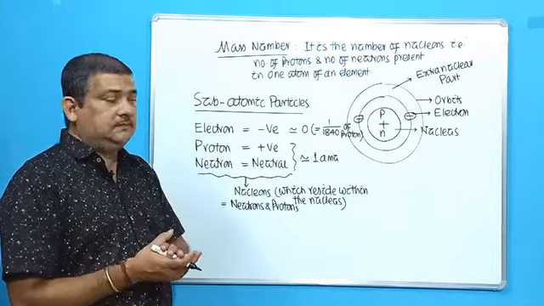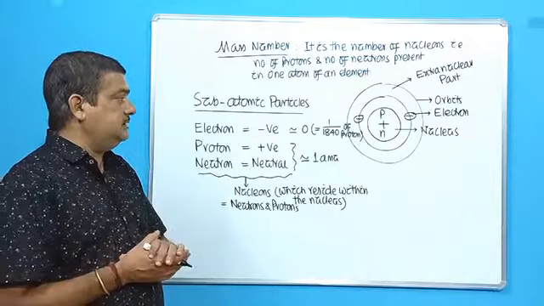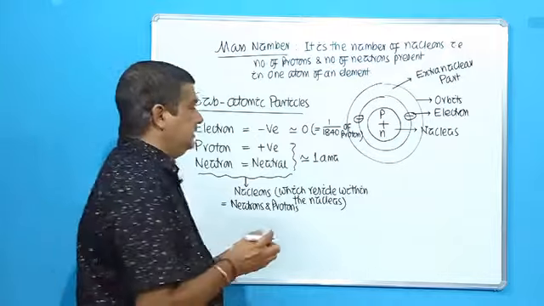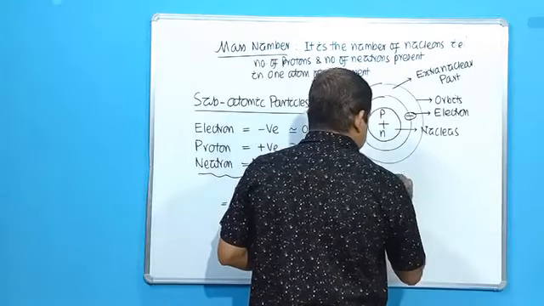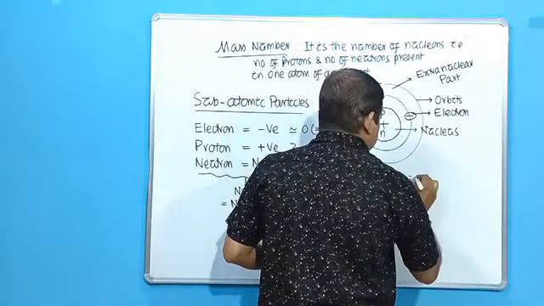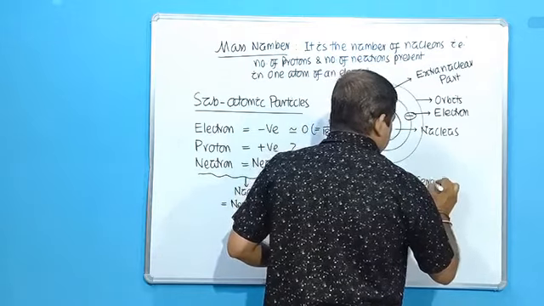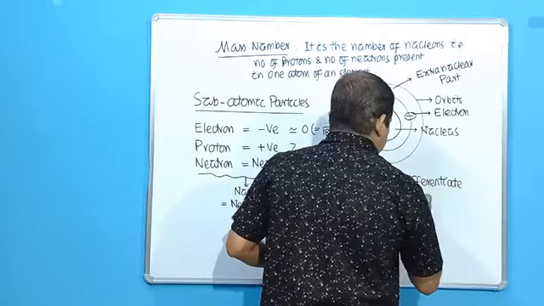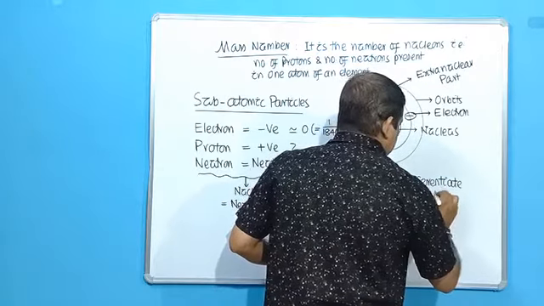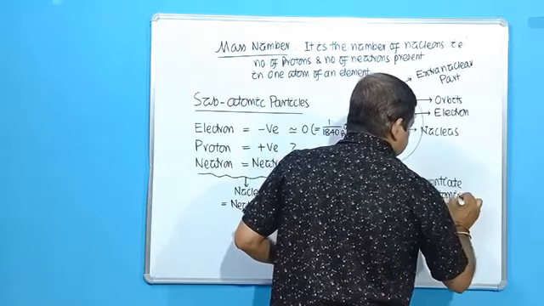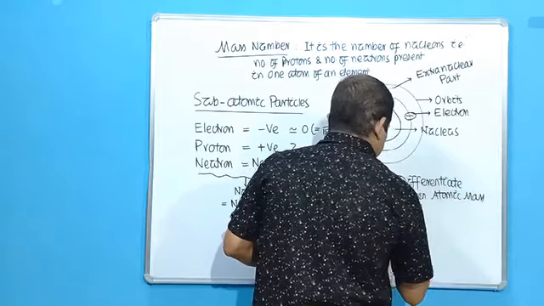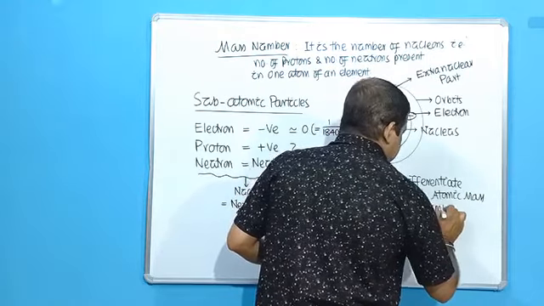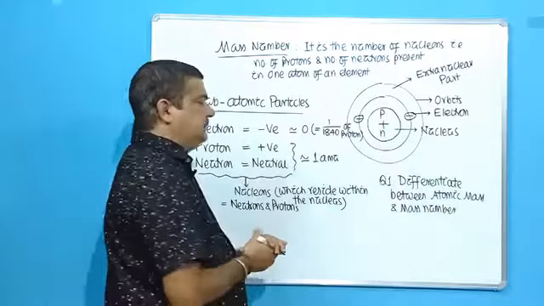So if the question is asked, there is an assignment for you given in the live class, same for you also. Differentiate between atomic mass and mass number. I have already shown you that these two are not the same, they are different from each other.